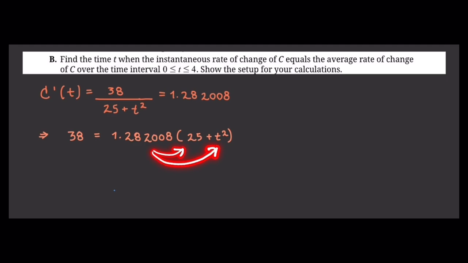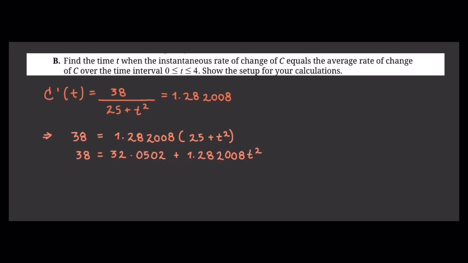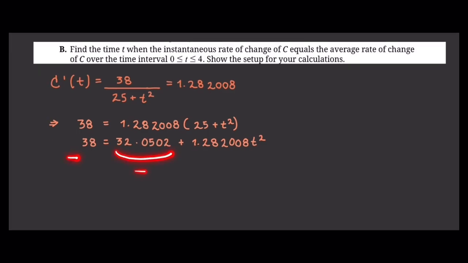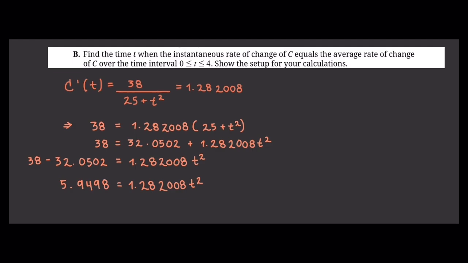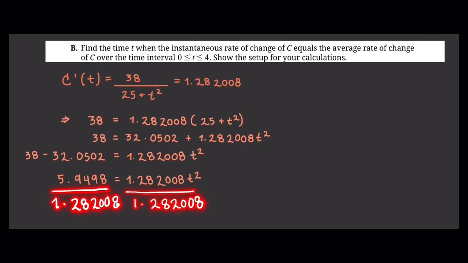So the first thing we want to do is to distribute, and we do that by multiplying this number by 25 and then by t squared. Now this is our updated equation. And we want to isolate t because we want to find t. So our next step is to subtract this number on both sides. Now that we have subtracted on both sides, now we can divide by this number on both sides as well.